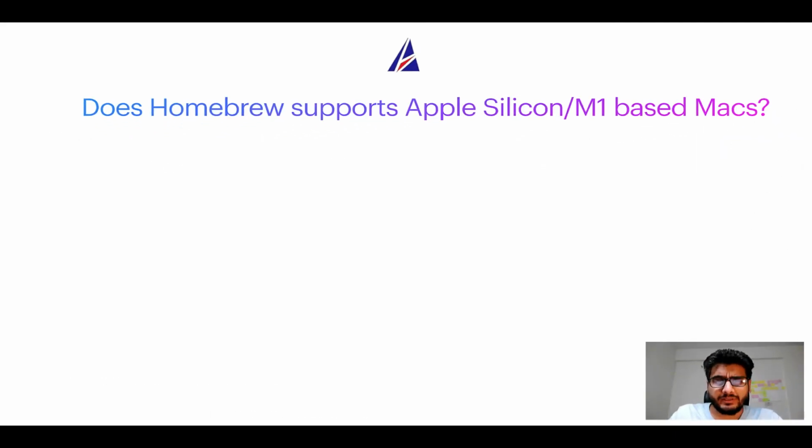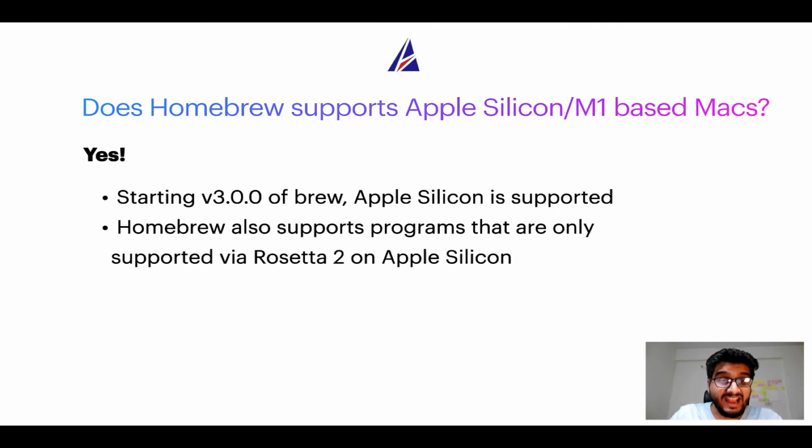Next question. Can you use Homebrew to install programs on Apple Silicon, or more popularly known as M1 MacBooks? Again, yes. Starting with version 3.0 of Brew, Apple Silicon is now supported on Homebrew. In fact, Homebrew also supports programs that are at the moment only supported via Rosetta 2 on Apple Silicon.